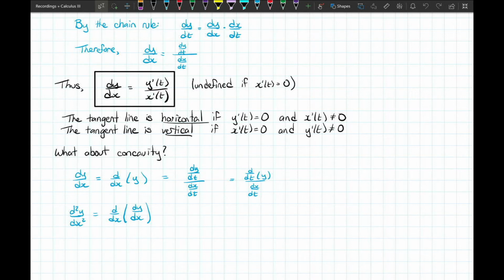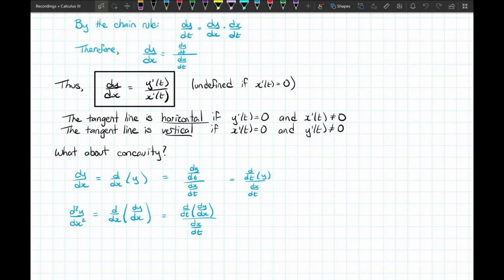If we were to follow the same method, then we would have to take the derivative of the derivative with respect to t, and then again divide by dx by dt. So we'll take the derivative dy by dx that we just found, differentiate it with respect to t, our parameter, and then divide by dx by dt.